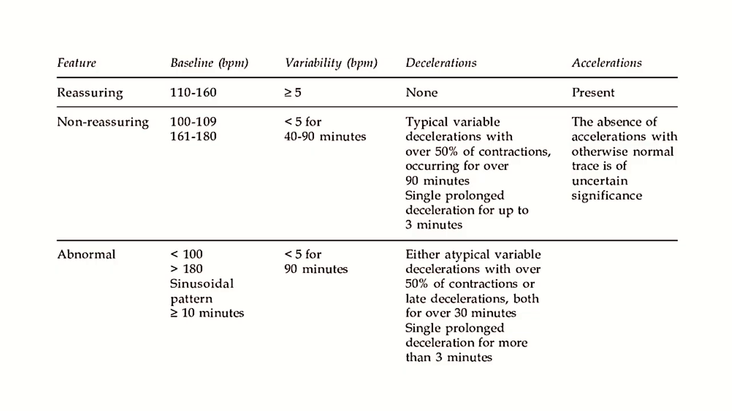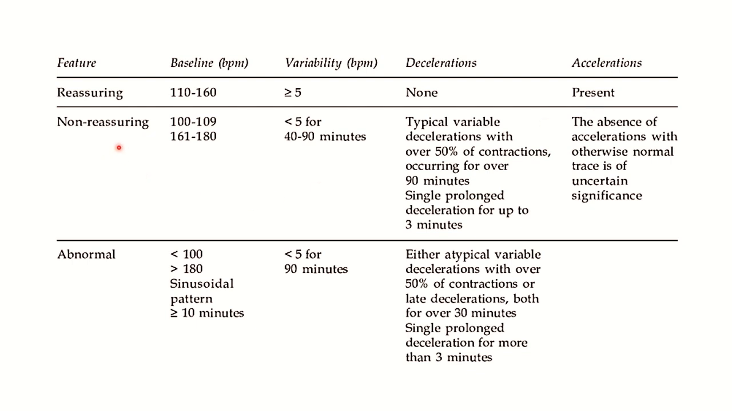Based on the findings of the four parameters, the CTG can be reassuring, non-reassuring, or abnormal. For a reassuring CTG, the baseline FHR should range between 110 to 160 beats per minute with a variability of greater than 5 beats per minute, with no deceleration, and acceleration may or may not be present.